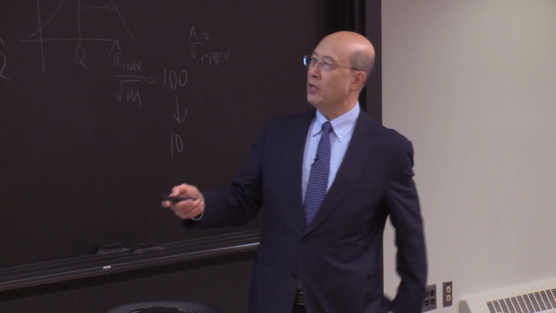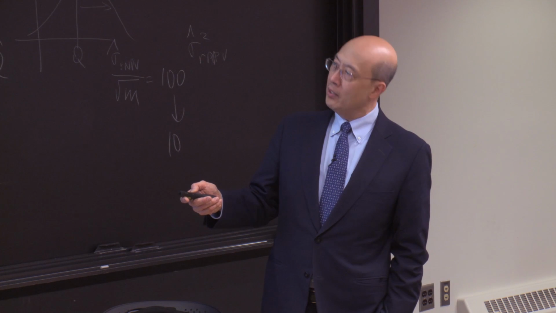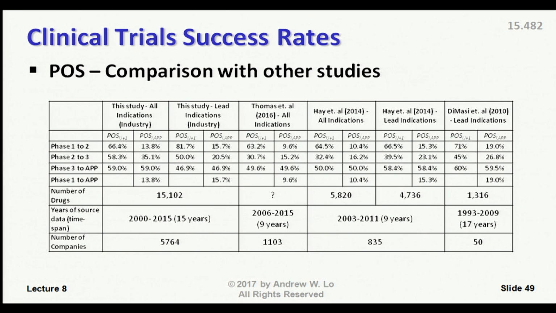So that's one interesting statistic. But in addition, you can see that there's a lot of variability from phase 1 to phase 2, phase 2 to phase 3, and so on. So for example, phase 1 to phase 2 is about 66%, phase 2 to phase 3 is 58%, and then phase 3 to approval is about 59%.